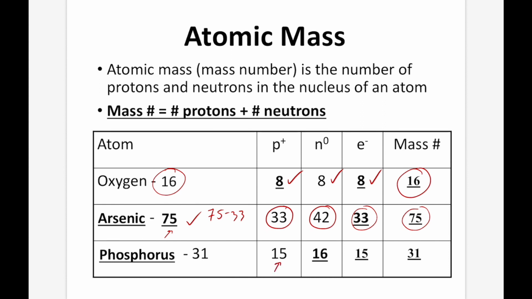Phosphorus, with an atomic mass of 31, has an atomic number of 15, so it has 15 protons. It has 16 neutrons, because 31 minus 15 equals 16. It has 15 electrons, because the number of electrons equals the number of protons, and then the mass that we just talked about is 31. So you need to be able to look at your periodic table and determine the number of protons, neutrons, and electrons based on the information given.